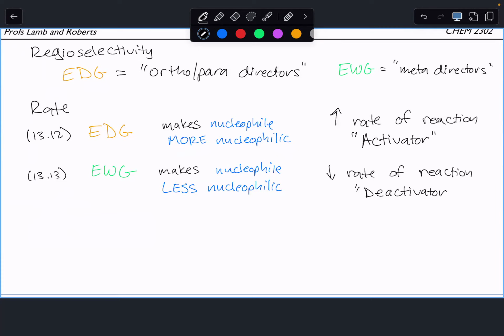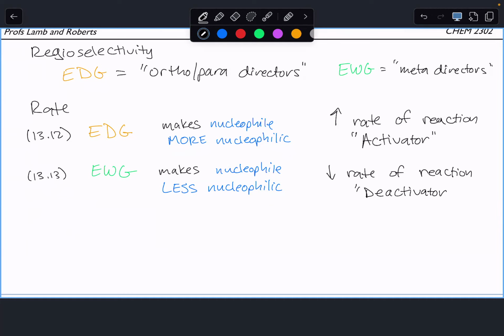Yes. But the para position still has that partial negative charge, which makes it more nucleophilic. Because of the resonance. Yes, because of the resonance structure that actually puts the negative charge at the para position, and it always skips the meta. Yes.